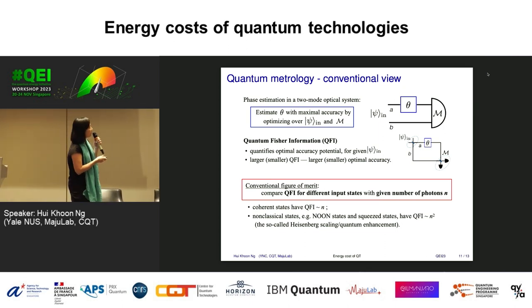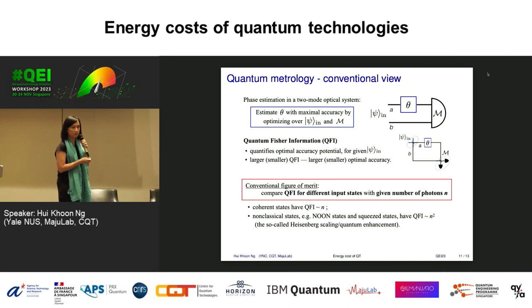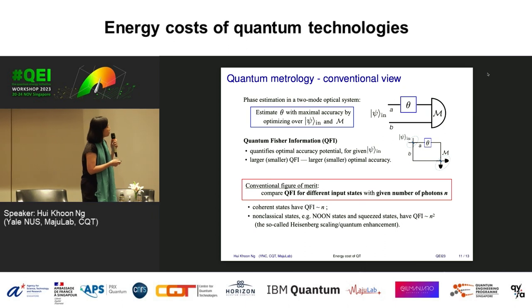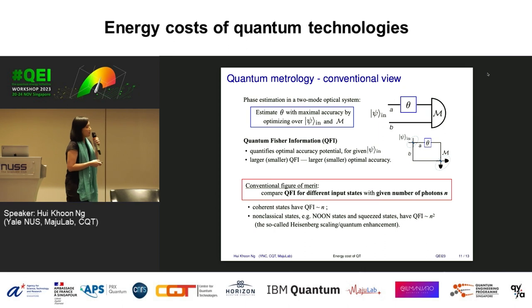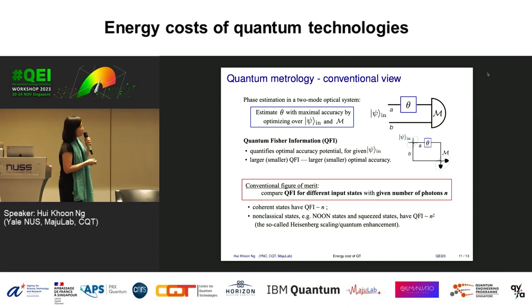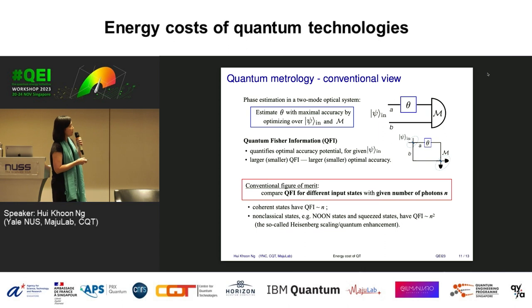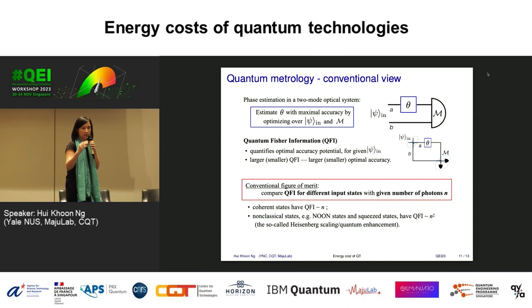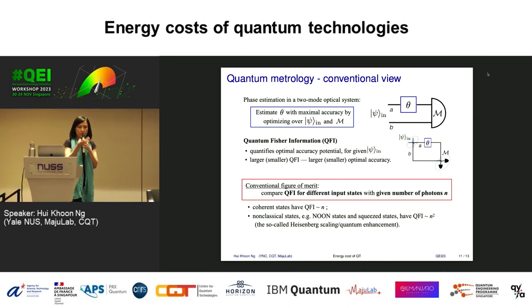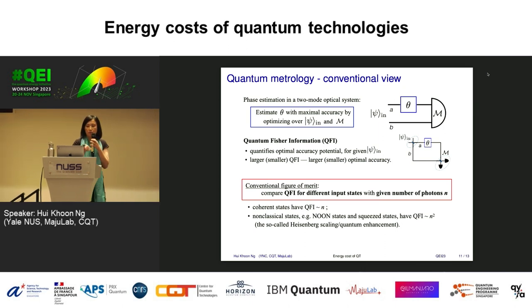So for example, people will talk about coherent states, the standard things that come out of your laser, having a quantum Fisher information that is proportional to n, the average number of photons. Then they will invent non-classical states like NOON states, squeezed states, cat states, whatever, and they will say that you win the game if you have a quantum Fisher information that scales better than this n. Very often you will see scaling as n squared, which hits the so-called Heisenberg limit for quantum metrology. And that's usually what people talk about as the non-classical or quantum enhancement.